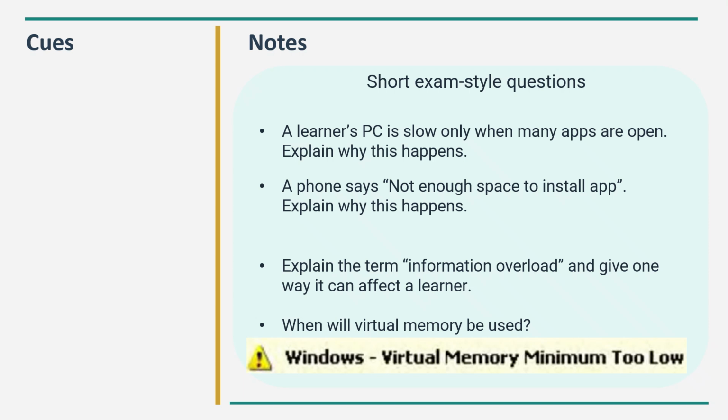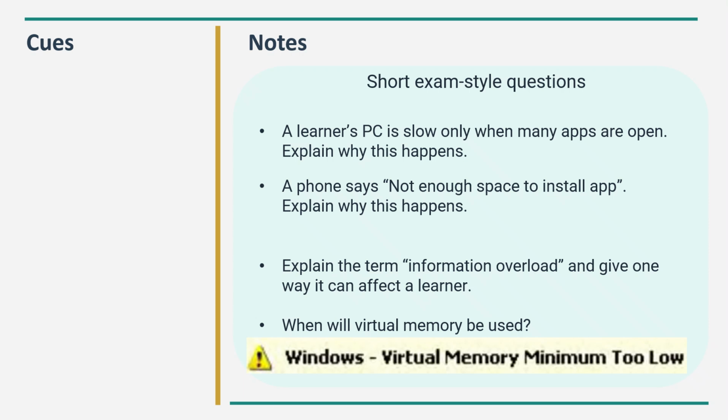Information overload is too much information for a person to process at once. For example, juggling WhatsApp, homework, social media, chores simultaneously. And the effect on the learner could be stress, poor decision making, distraction, slower work.